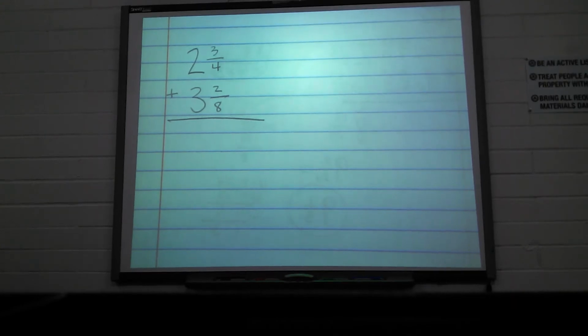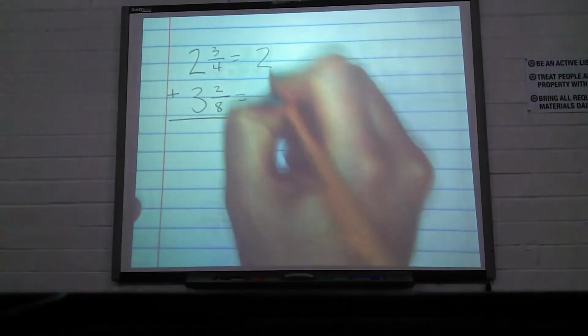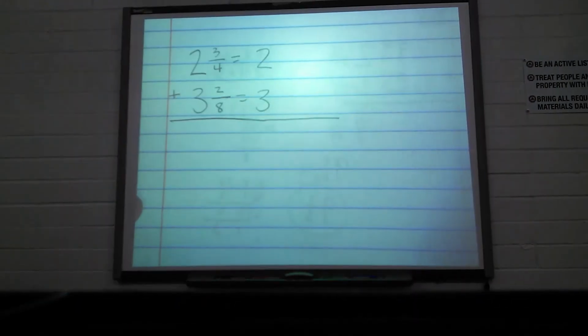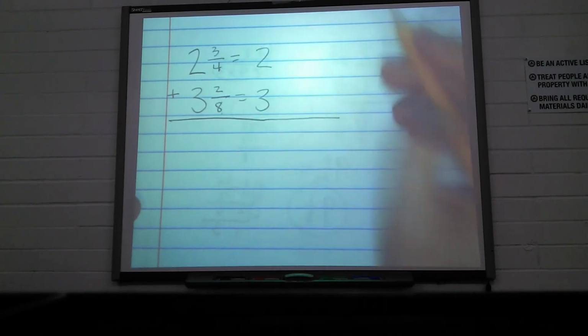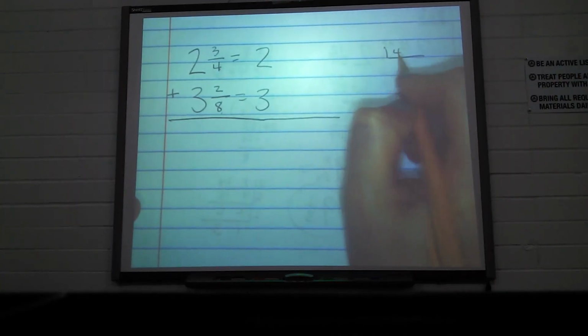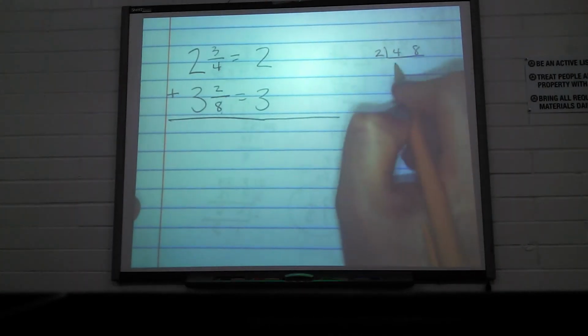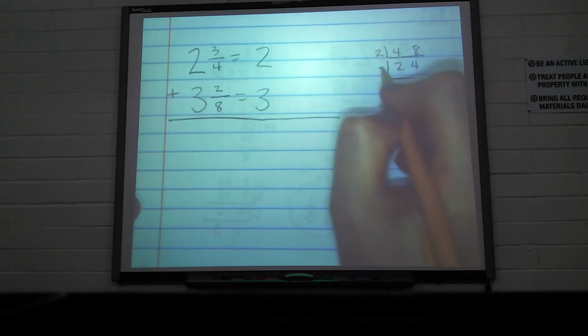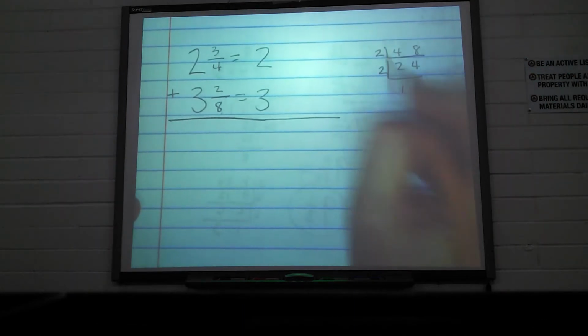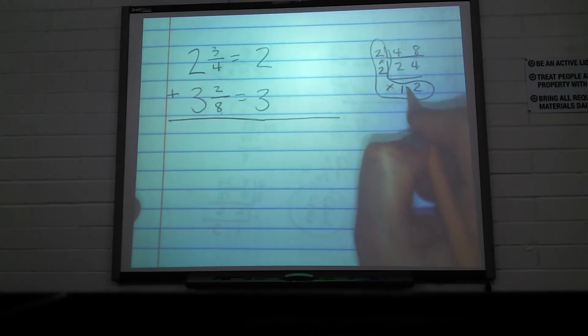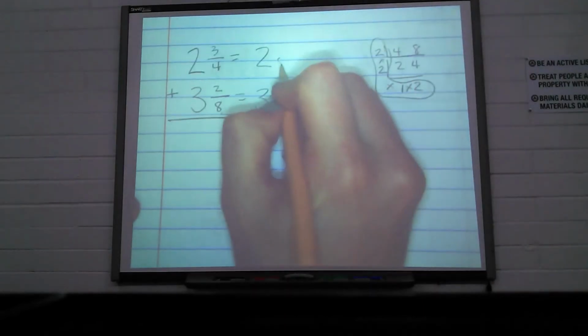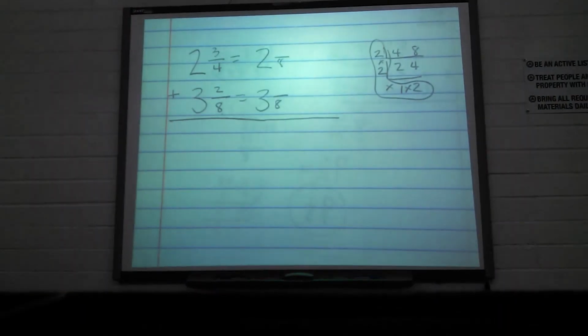All right, let's check your answers. First, I'm going to bring over my whole numbers so I don't forget about them. I'm going to put 4 and 8 in the division ladder. Find my least common multiple if I already don't know what that is. Okay, let's multiply these. 2 times 2 is 4. 4 times 1 is 4. 4 times 2 is 8. My common denominator is going to be 8.